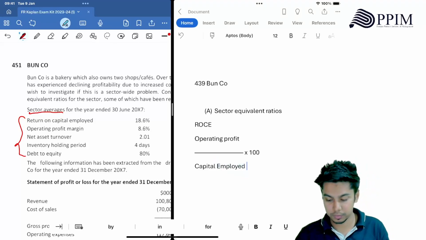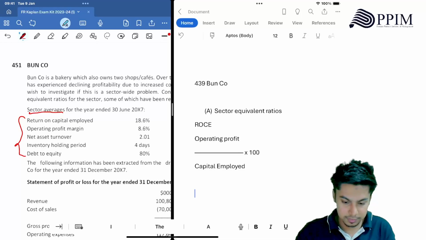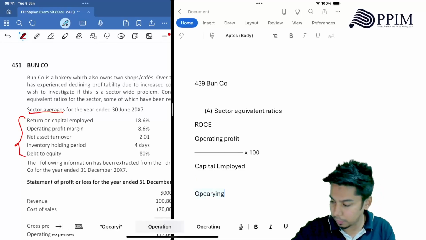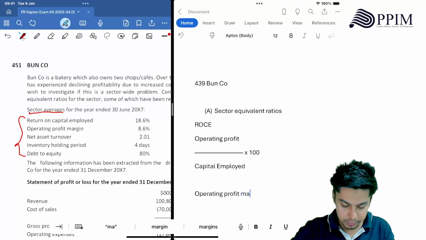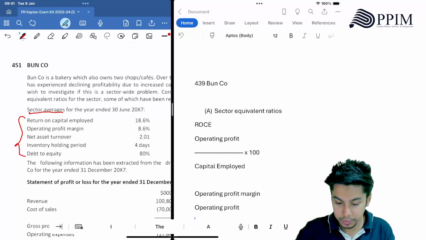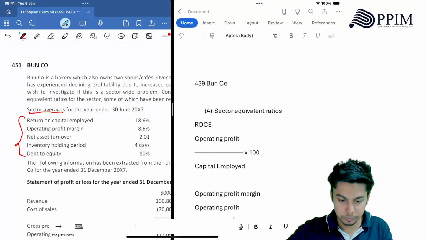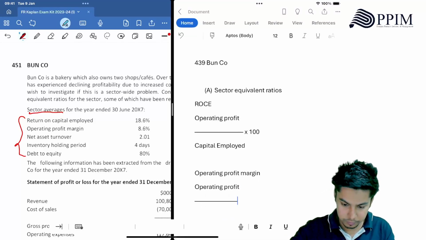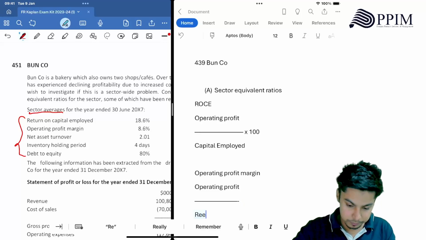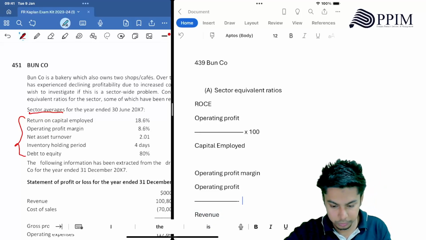Okay, then, guys, what they're asking, operating profit margin. What's the equation, guys, for that one? Operating profit, divide the whole thing by revenue and that into 100.